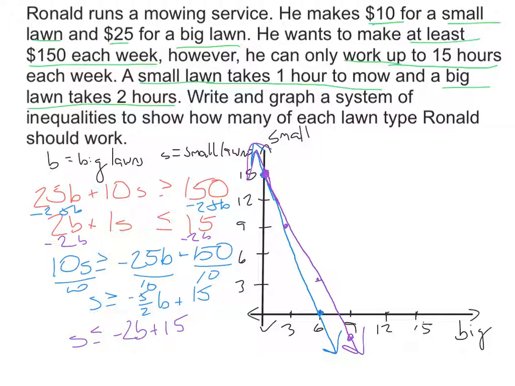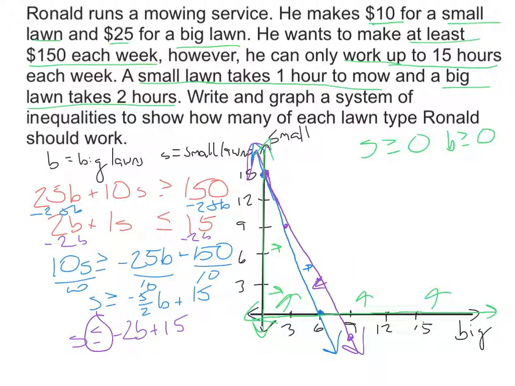Okay, we have a couple inequalities that we haven't really talked about yet, but that do exist here, because I know that the number of small lawns that I need to do has to be greater than or equal to 0. I can't do less than 0 small lawns, for the same reason I can't do less than 0 big lawns. So I'm also going to have this inequality. This one is for b is greater than or equal to 0, and this one would send me this way. And this one would be for s is greater than or equal to 0, and this one would send me above the x-axis. The purple line being less than or equal to is going to send me that way, while the blue line being greater than or equal to is going to send me that way.